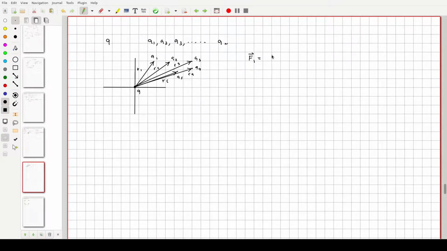That would be 1 over 4 pi epsilon naught Q1 Q over, I'm going to call that distance there R1 squared, R1 hat, okay? The second one, 1 over 4 pi epsilon naught Q2 Q over R2 squared, R2 hat. All the way down to the last one.